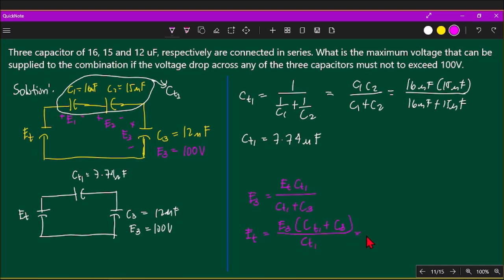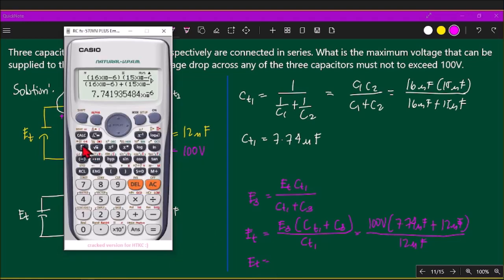Okay, so substituting our given, so we have 100 volts times 7.74 microfarad plus 12 microfarad over 12 microfarad. So our total voltage, or the voltage of the source, will be equal now to, for our calculator here, so we have 100 times, so maybe I just input the last answer now.